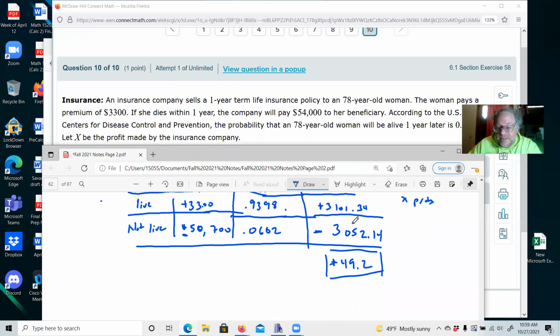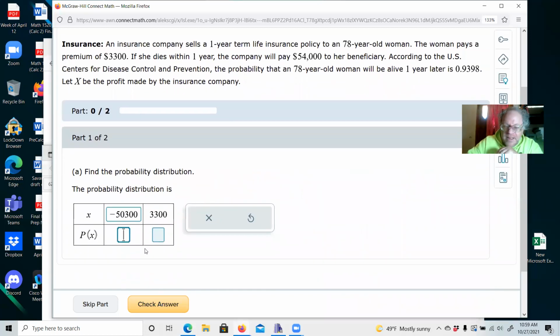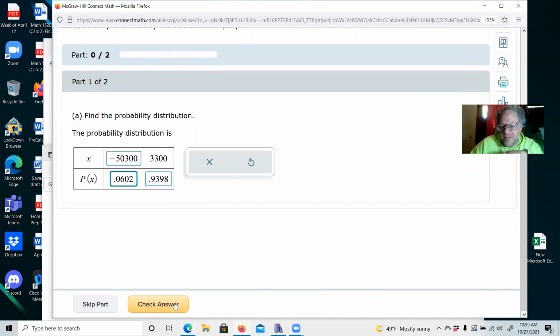So there we go. They make $49.20, and here 3,300. That's their profit. And oh, the P of X. What am I doing? P of X. If she lives, probability 0.9398. Probability she should not live 0.0602, I believe. And then we're going to have to multiply these together and do all of that. Didn't like that.